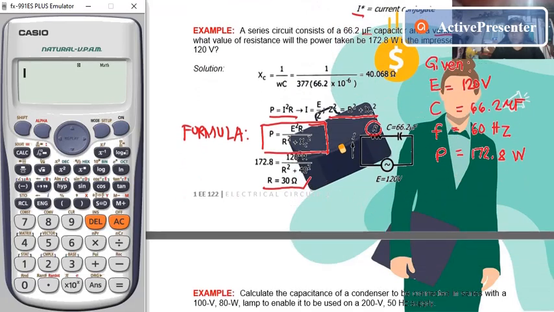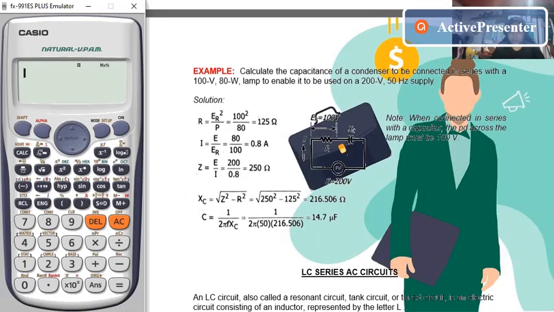So proceed to our second example. Calculate the capacitance of a condenser to be connected in series with a 100 volts, 80 watts lamp to enable it to be used on a 200 volts, 50 hertz supply. Take note that a lamp is given, so the voltage drop in the resistor will be 100 volts.